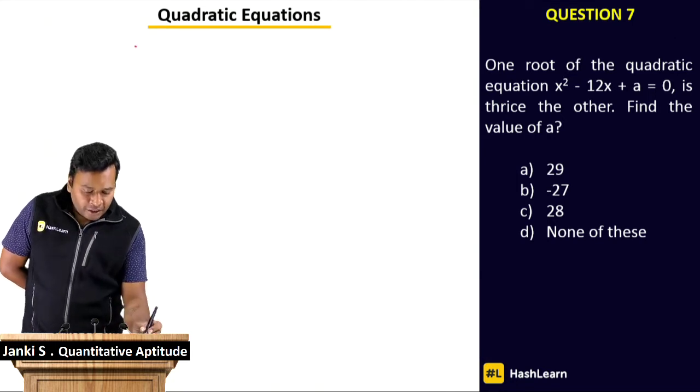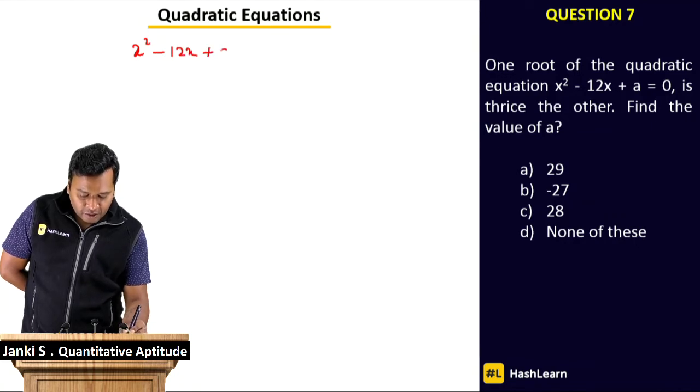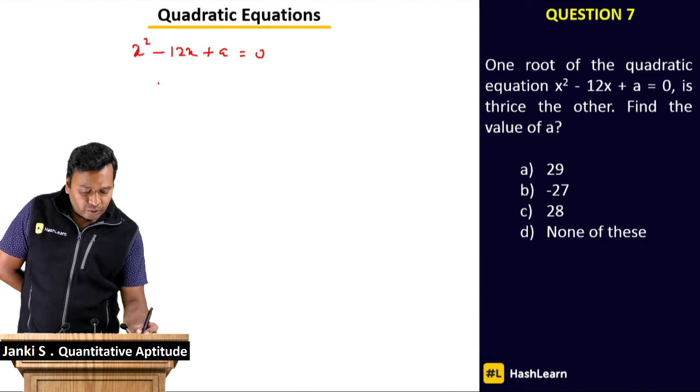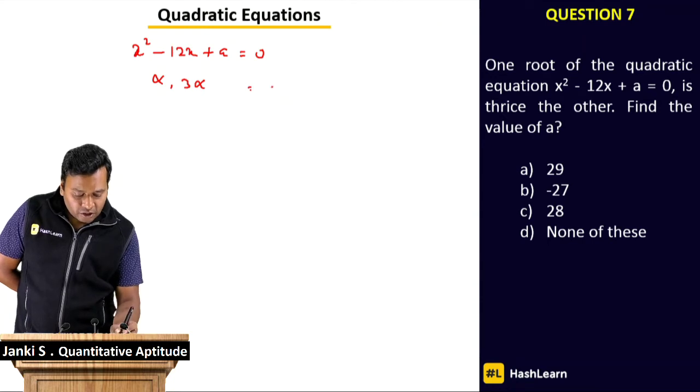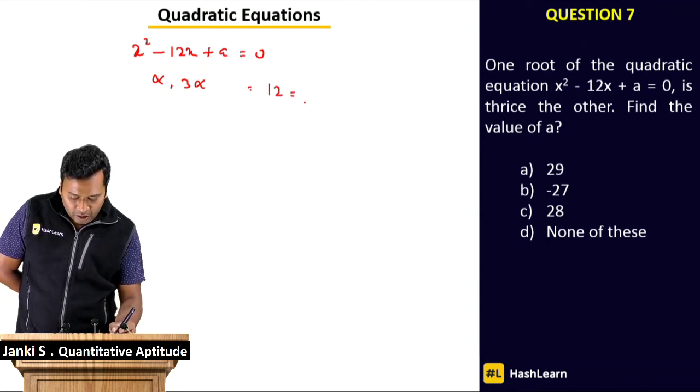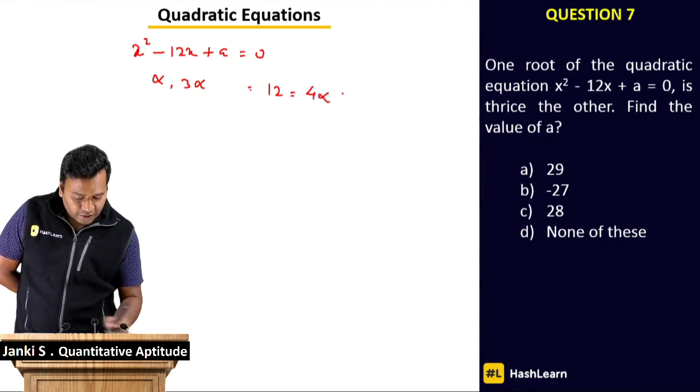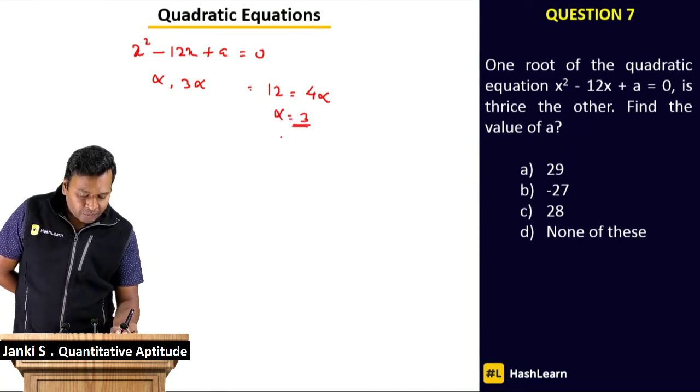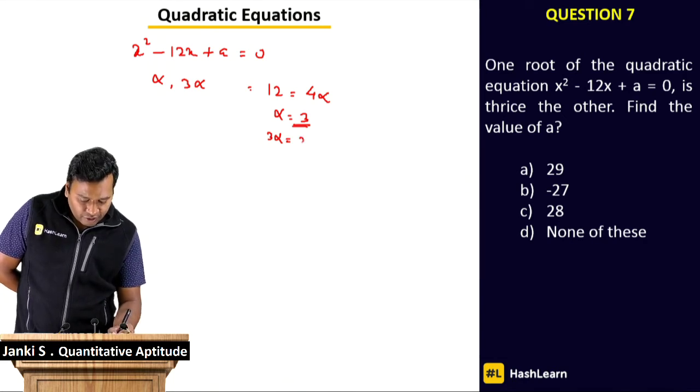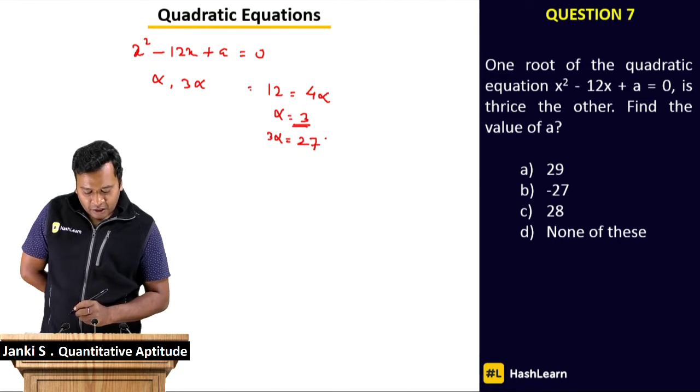Right. अब ये क्या है? x square minus 12x plus a is equal to 0, and the roots are something but 1 is alpha and 1 is nothing but 3 times of alpha. Right. So according to this, 12 should be equal to how much? 12 should be equal to 4 times of alpha. Right. So alpha value is nothing but 3. Alpha value is 3. That means 3 times of alpha is nothing but 27 in this case, right?